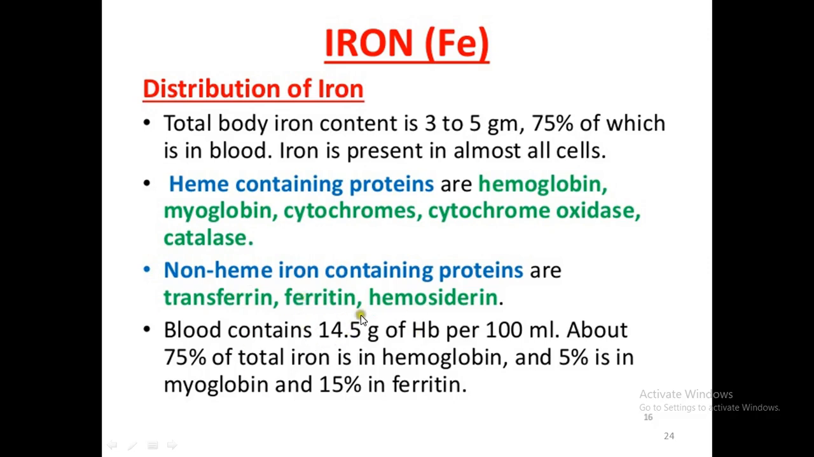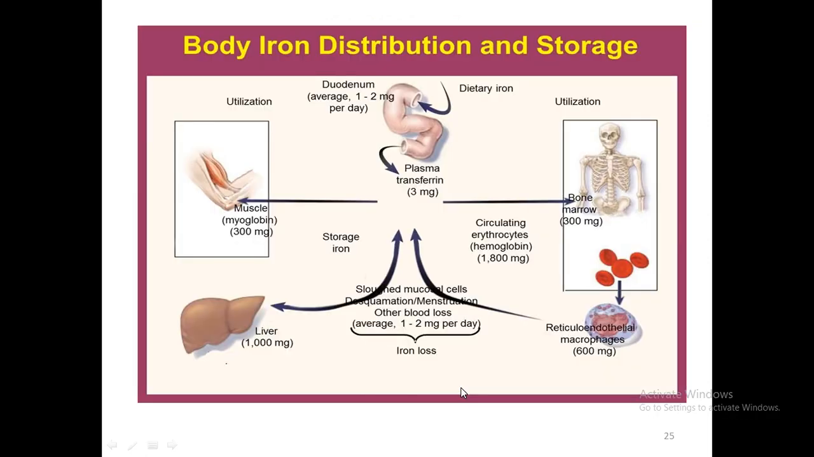So the blood contains 14.5 grams of hemoglobin per 100 ml of blood, usually, normally, and that is a very good source of iron. Other than that, 75% of the total iron therefore is in hemoglobin, and the rest, 5% is in myoglobin, 15% is found in the iron stores, ferritin. So this is the distribution and storage of iron in our body.